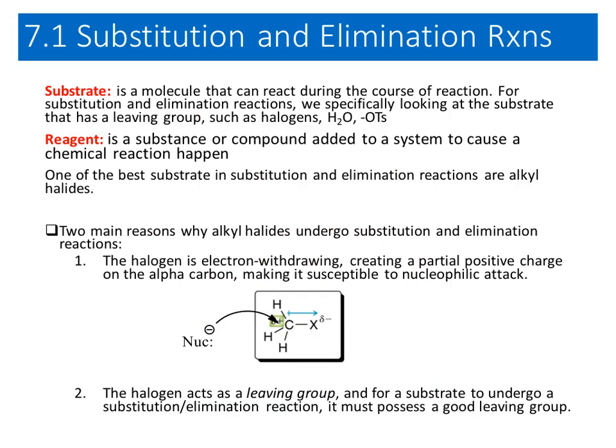As I mentioned, there are two general types of reactions that we are going to study in this chapter: substitution and elimination reactions, and for both of them, the reaction will take place on a molecule that we call substrate. Substrate is a molecule that can react during the course of the reaction, and specifically for substitution and elimination reactions, we are looking for a molecule that has a leaving group attached to it, such as halogens, water, and tosylate. We are going to talk about that later.